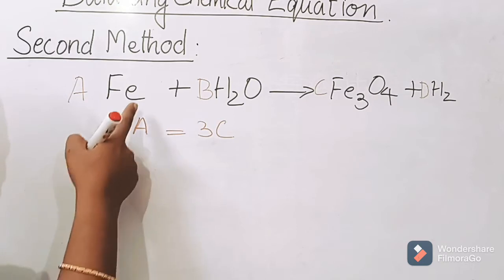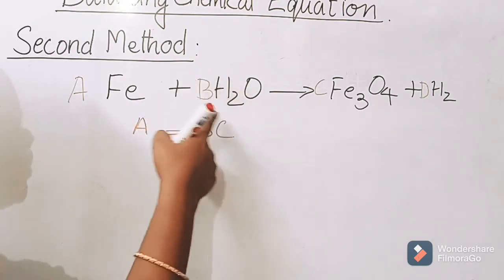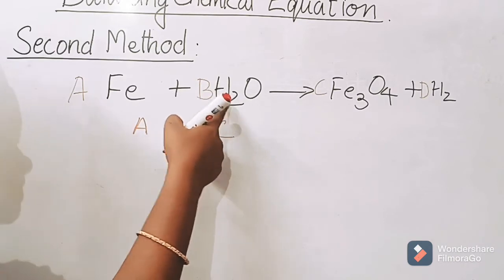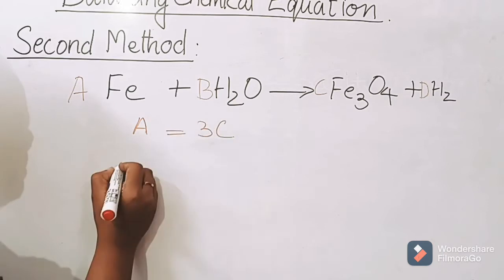Now moving on to hydrogen atom. There are 2 atoms of hydrogen in the reactant side. So multiply 2 with B.